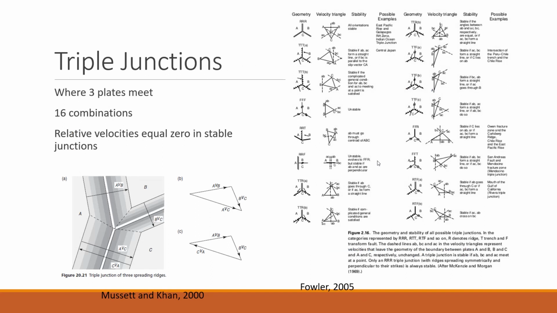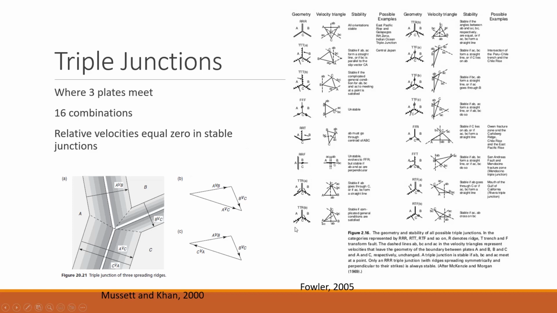When we have three plates coming together, they come together in what's called a triple junction, because there are three of them. There are 16 different combinations that can happen. Not all of them are stable. So when the relative velocities of the three plates coming together are balanced, it's stable. This can happen, for example, if we have three ridges, that will be stable. They will be balanced. We can't have three trenches. That won't be balanced. I'm sorry, it will be balanced. If you have three transforms, that is unstable. It's not balanced. So only certain ones of these will be stable.